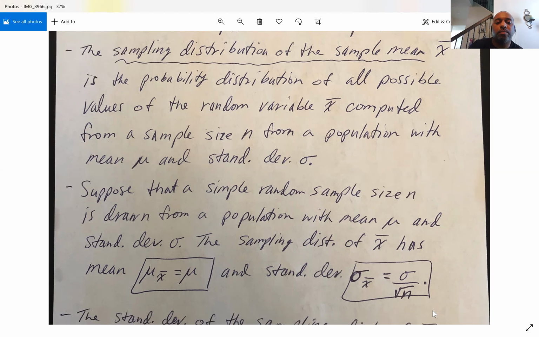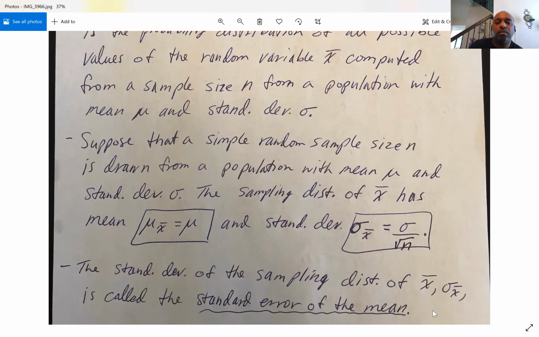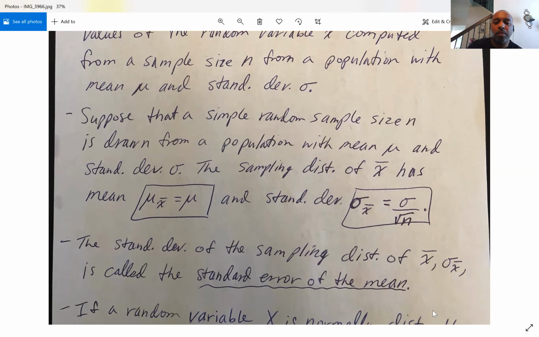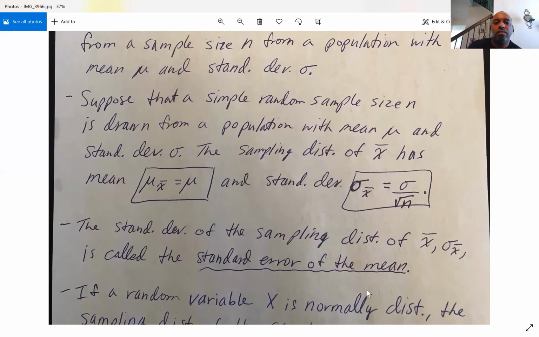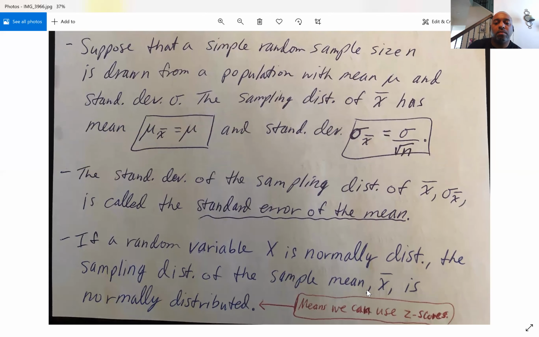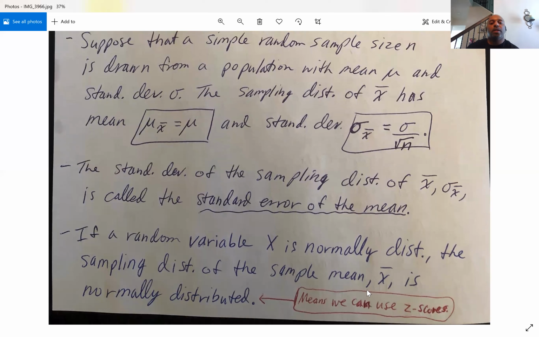All right, scrolling up. The standard deviation of the sampling distribution of X bar is called the standard error of the mean. Then it says if a random variable X is normally distributed, the sampling distribution of a sample mean X bar is normally distributed. So you see I wrote there, that means we can use the z-scores.